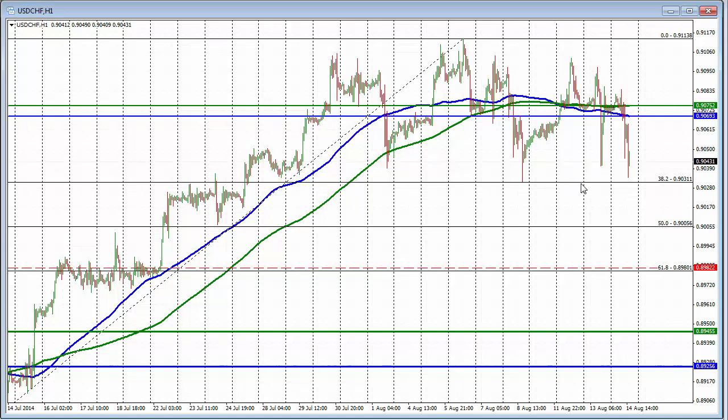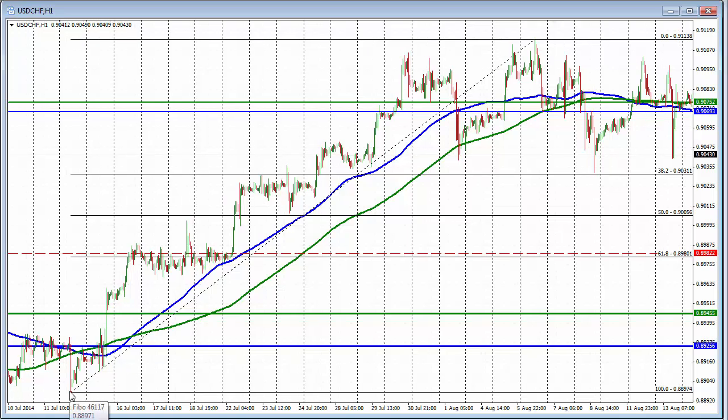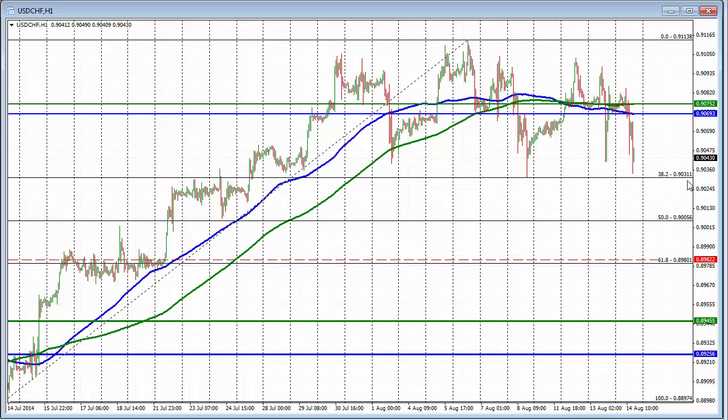Also support against the 38.2% retracement of this move up from the July 14th low up to the high right here. 38.2 comes in at the 90.31 level. Let's just say we need to break below the 90.31 level in order to move the price lower. We tested that 31 level right here, and the market bounced. We're coming down here, and we got to about 33 or so today, and the market bounced a little bit here as well. So not totally done yet here in the dollar versus Swiss.